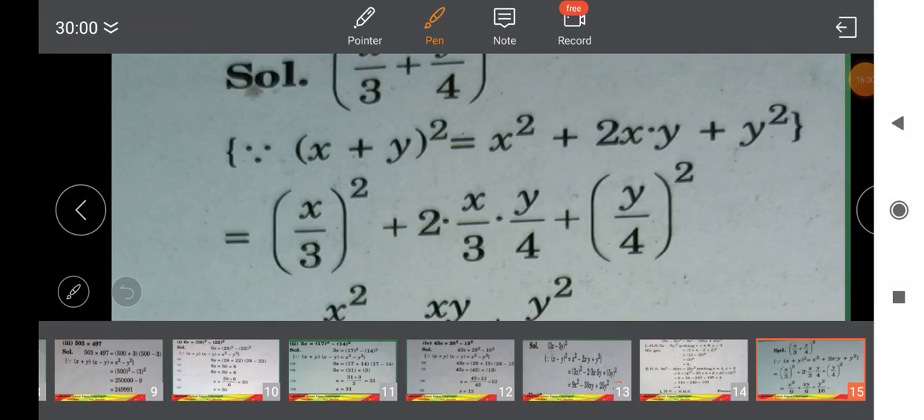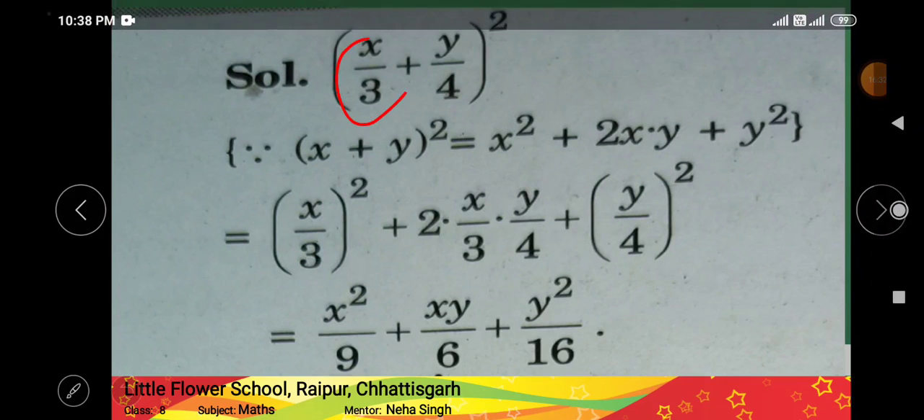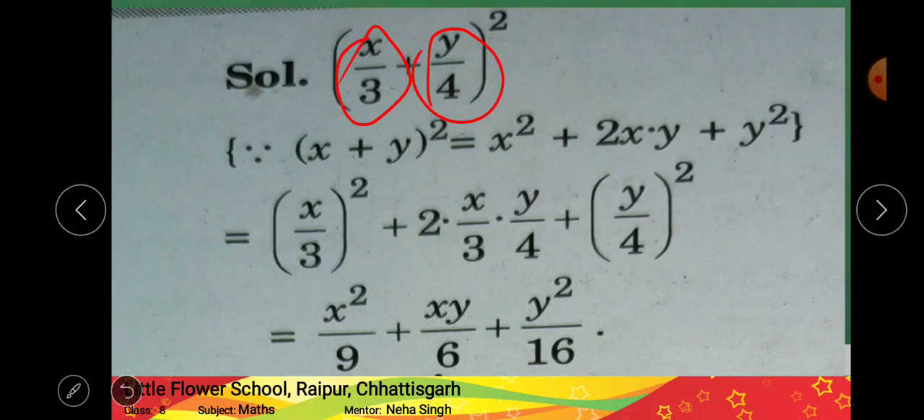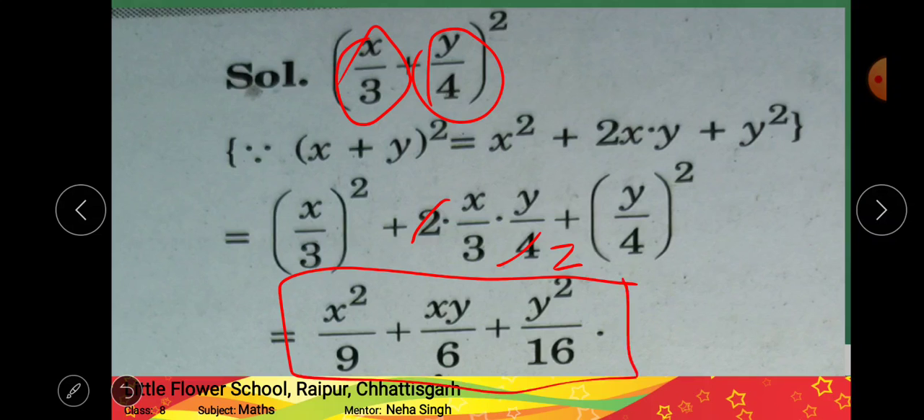You can go through it. Here the value of x will be x by 3 and the value of y will be y by 4. Right. And what else? We'll solve it. X square by 9, since 3 square is 9. 2 ones are 2, 2 twos are 4, so xy by 6, and 4 square is 16, so y square by 16. So this is the solution.